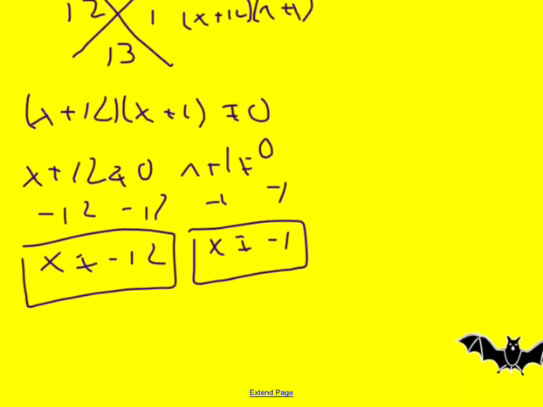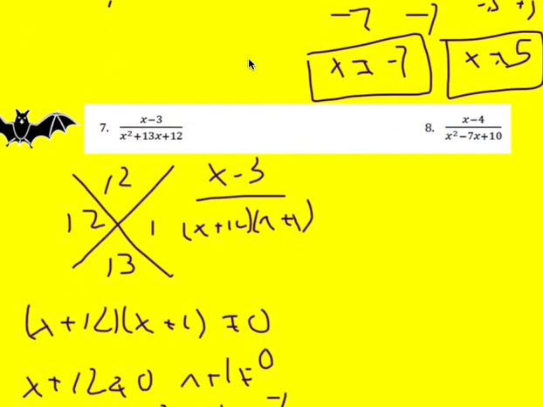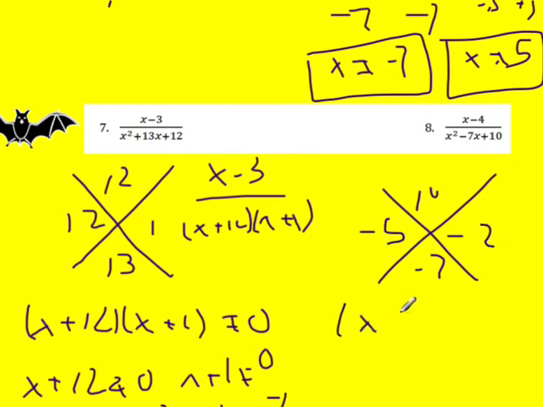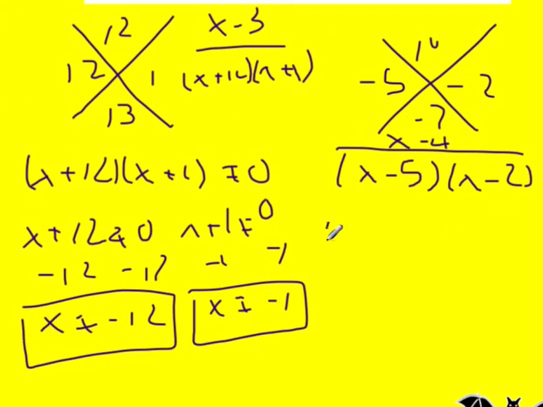For number 8 here, scroll back up, we're going to factor that top. So I'm multiplying to 10 and adding to negative 7. So again, positive product, negative sum. So both my signs need to be negative. And I'm going to use negative 5 and negative 2. And I can use that easy way of factoring. And then on top, I have x minus 4. So I notice that nothing crosses off, which doesn't really matter when we're doing the excluded values.